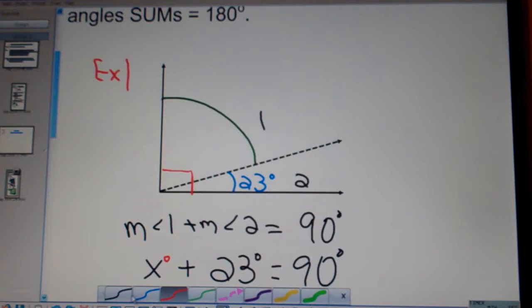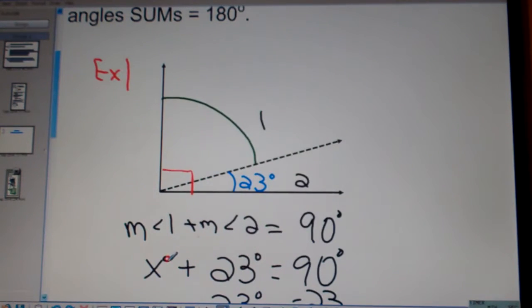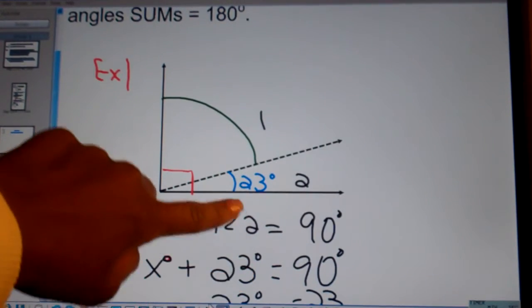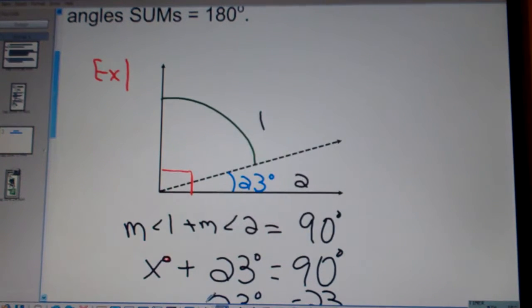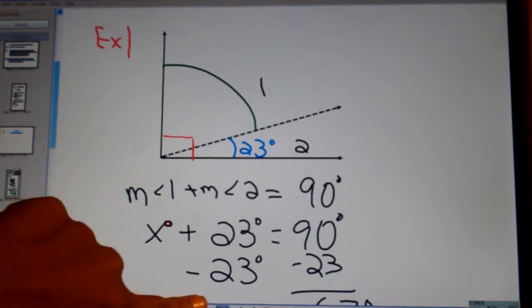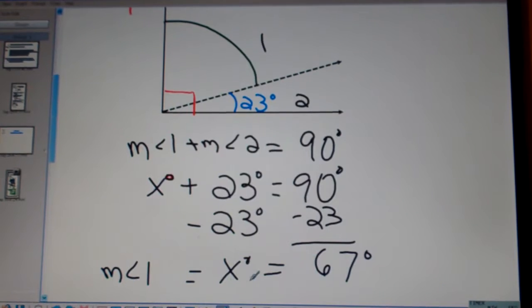And I want to change this to black here, because everything else is black. So x degrees was the measure of angle 1, and I substituted the 23 degrees in for the measure of angle 2. Solving algebraically, subtract 23 on both sides. X degrees is equal to 67 degrees, and we know that x degrees is representative of the measure of angle 1. So now I know the measure of angle 1 is equal to 67 degrees.